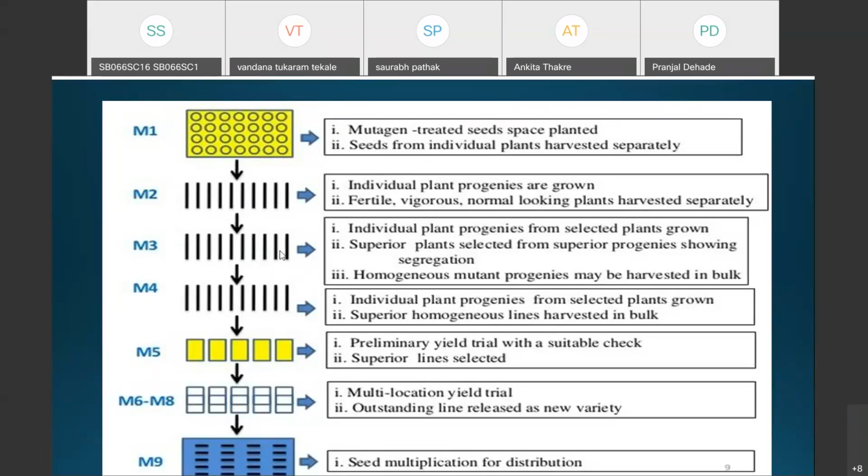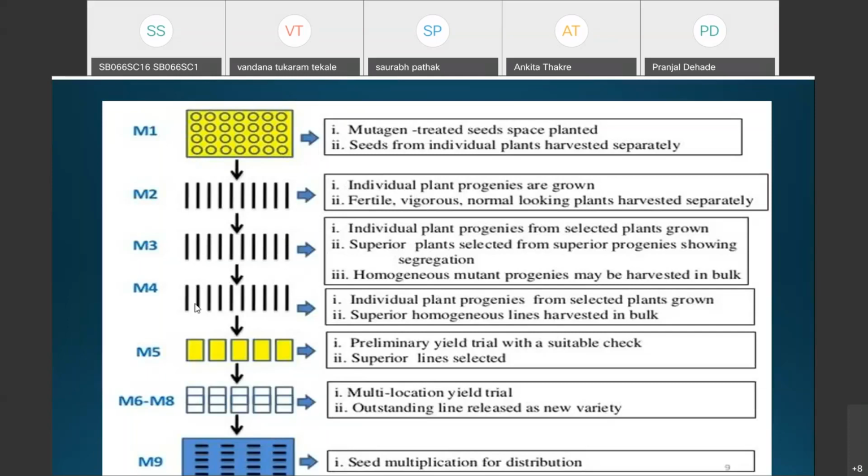Then the superior plants are selected from the superior progeny, showing the segregation. Homogeneous mutant progenies may be harvested in the bulk. Homogeneous mutant progenies means the plants which are showing similar characters, similar phenotypic characters. These may be selected and these may be bulked together.